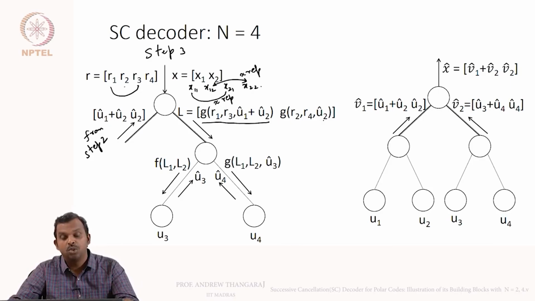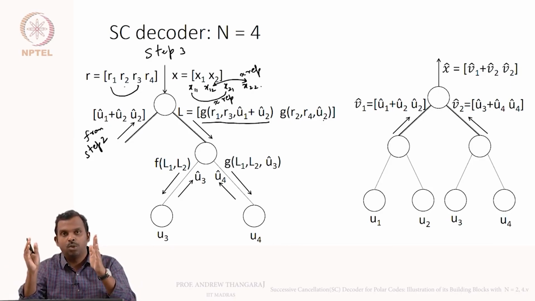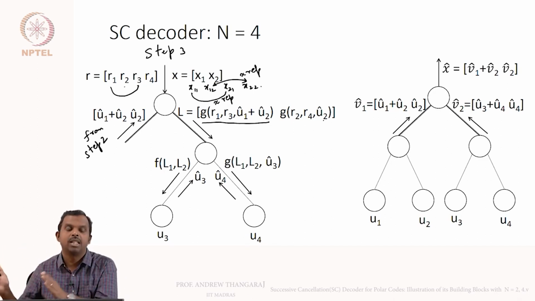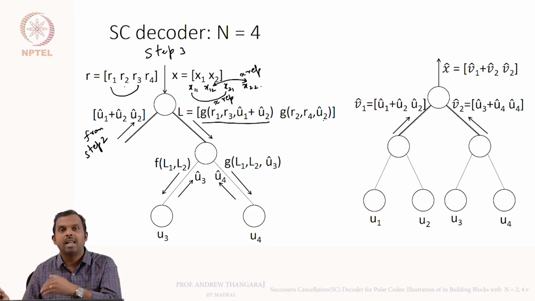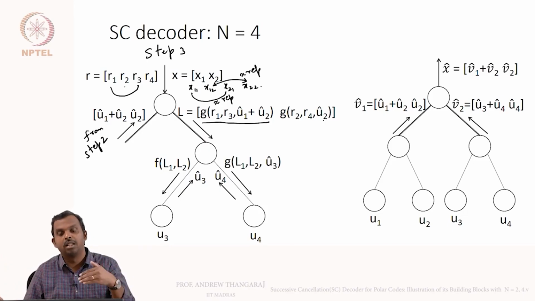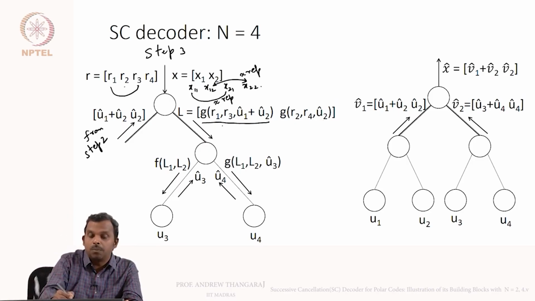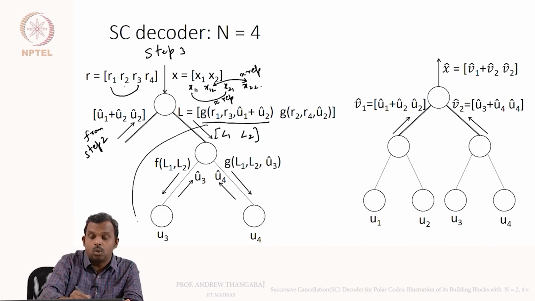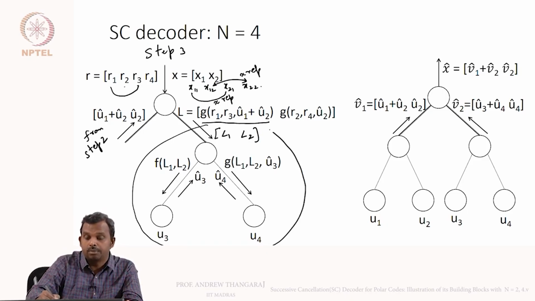So you use once again this function g, except you group your bits as repeating blocks 2 at a time, and then use the same function g and the decision that you got from the left child to guide what to compute as beliefs for the right child. So this is L equals L1, L2 beliefs going down to the right child, and this part is now n equals 2 decoding.